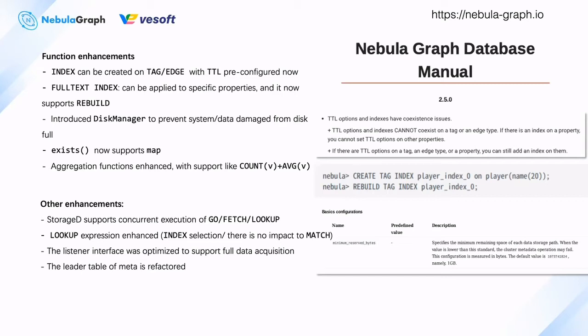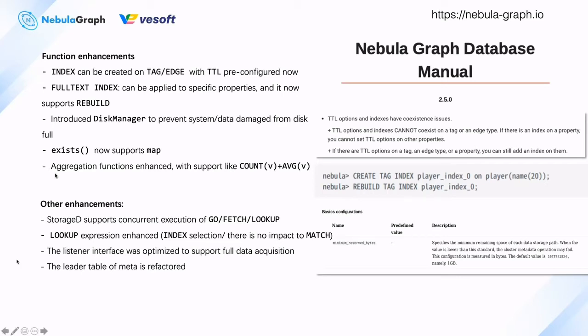The next one is a small one. Now the function exists will support checking one of the keys of a map instance. Like in your match query, you can now check whether key A exists on this variable.